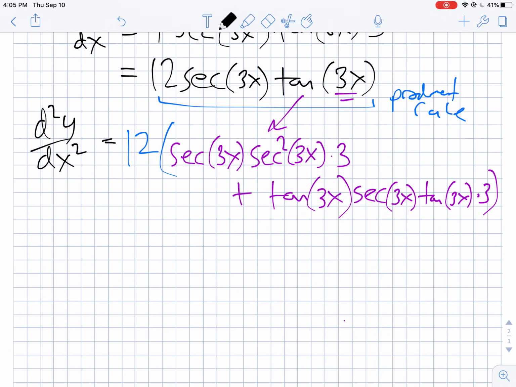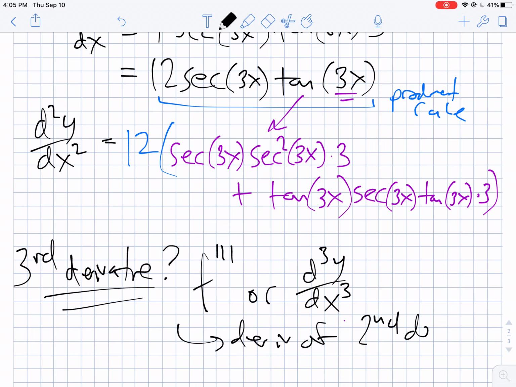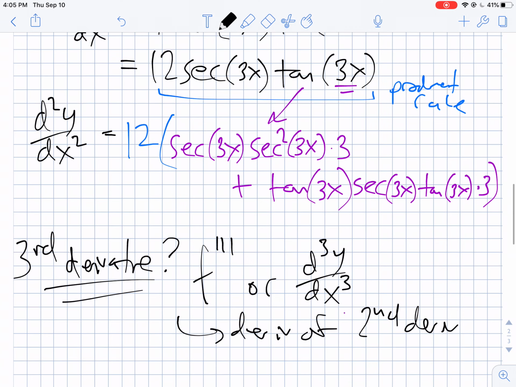Now, you might be chomping at the bit and saying, Boris, can we take a third derivative? And of course, the answer to that is yes. So if you want to find f triple prime or d cubed y dx cubed, that just means it's the derivative of the second derivative. And this continues, right? The fourth derivative is the derivative of the third derivative. The 20th derivative is the derivative of the 19th derivative. You could just keep going as far as you want.